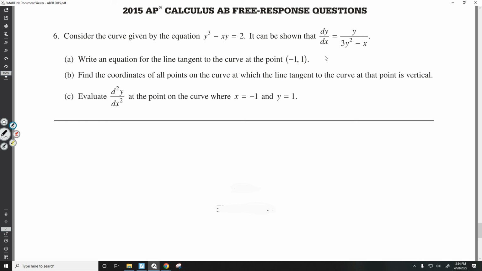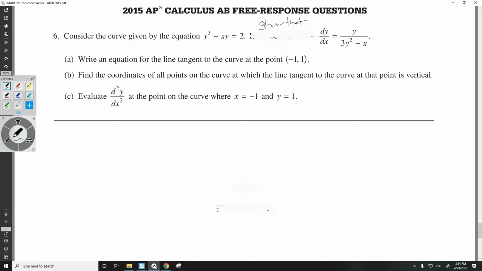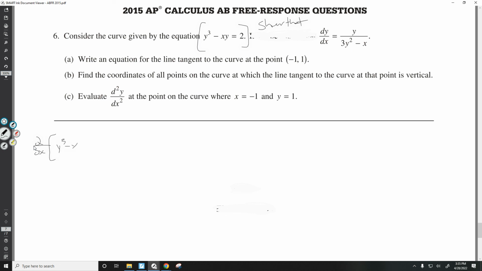Equation for the tangent line. These days part A is "show that." So I don't know if I did this on the video, but do it now. You need to do the show that step. Show that this derivative is y over 3y squared minus x. You got to show for implicit derivatives, you know how to take a derivative.